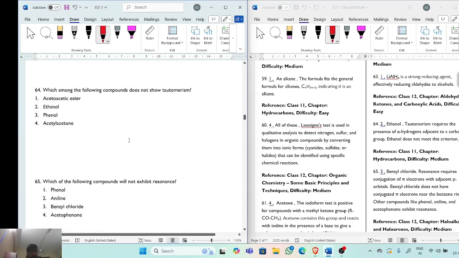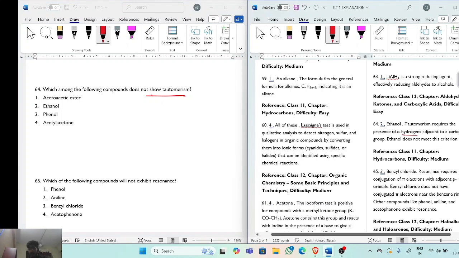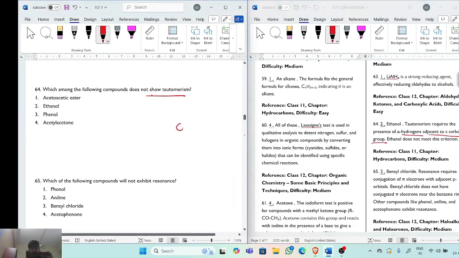Now question number 64. Which among the following compounds does not show tautomerism? Tautomerism requires the presence of an alpha hydrogen adjacent to a carbonyl group. Meaning if this is a carbonyl group, then on this carbon an alpha hydrogen is required.